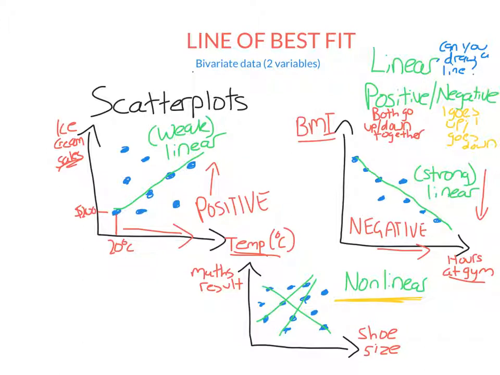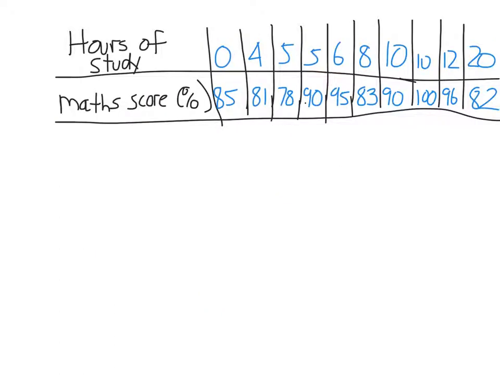Okay, so that's just going through looking at scatter plots and determining the relationship. Now we're going to create a scatter plot of our own. So here I've given you a set of values and we're comparing the hours of study with maths score. So you'd expect there might be a positive relationship. The more study you do, the better you score in your test. So what we're first going to do is draw up a scatter plot and plot each of these points.